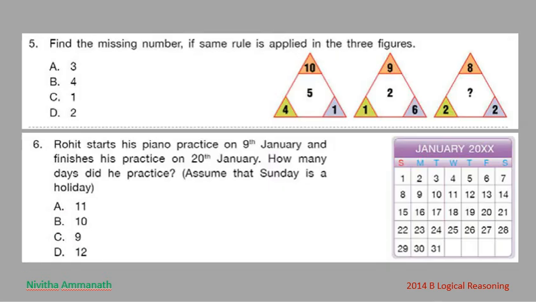Next question. Find the missing number if the same rule is applied in the 3 figures. Here 10, 4, 1, 5. 9, 1, 6, 2. 8, 2, 2. Here what comes? Here if you look at this, 5 plus 4, 9. 9 plus 1, 10. So, adding this 3, we get this. And adding this 3, that is 2 plus 1, 3. 3 plus 6, 9. So, here it comes.